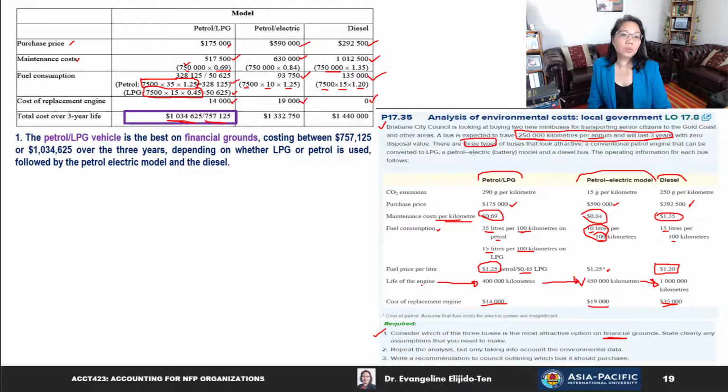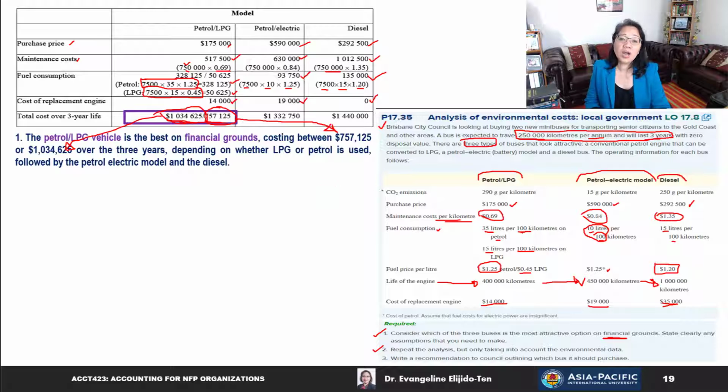All right, so it would be better if we actually can use the LPG over the entire 3-year life, because it's the cheapest alternative, 757,125. But even if we use the petrol, it will still be cheaper compared to the 2 other alternatives with 1,034,625. All right, let's go to number 2. Repeat the analysis, but only taking into account the environmental data.